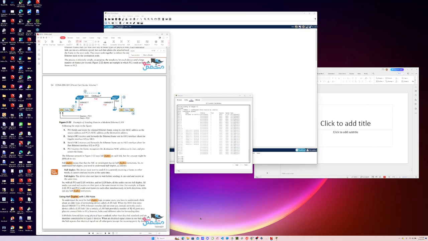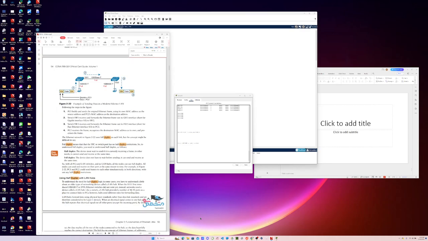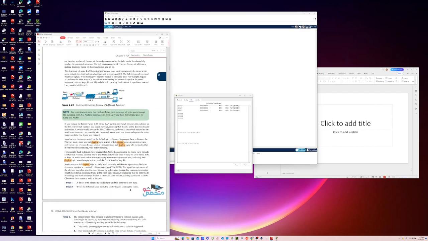LAN hubs forward data using physical layer standards rather than data link standards and are therefore considered to be layer 1 devices. When an electrical signal comes in one hub port, the hub repeats that electrical signal out of all ports except the incoming port. By doing so, data reaches all the rest of the nodes connected to the hub, so the data hopefully reaches the correct destination. A hub has no concept of Ethernet frames or addresses, and does not make decisions based on those addresses.